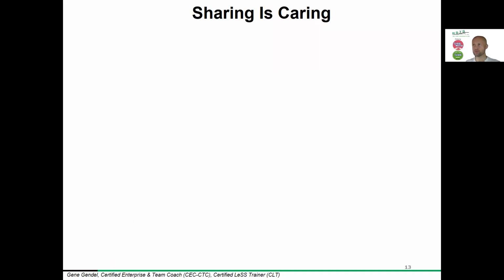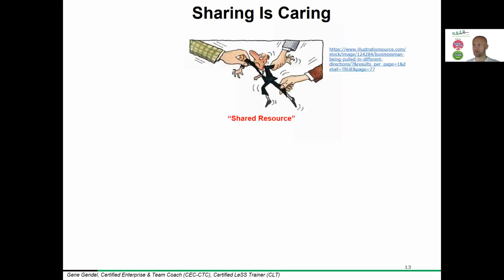I like this phrase, sharing is caring, right? So if you care about someone, you want to share what you have. Hopefully it's good stuff that you're sharing. Now, this is not a good thing. And we have this term being grossly used and overused traditionally by organizations. It's a shared resource. It's being presented almost as if it's a good thing.